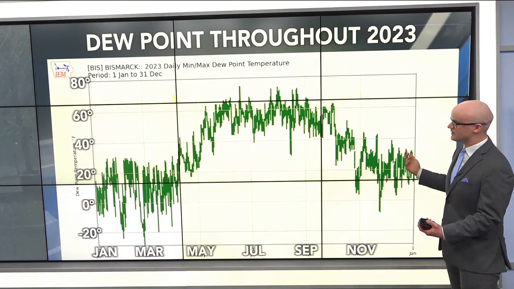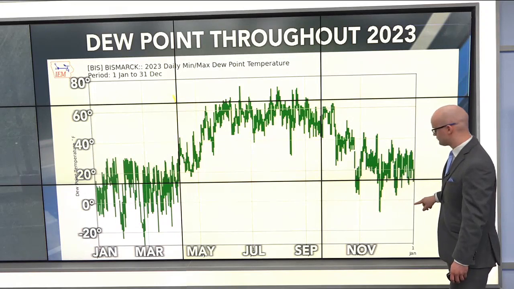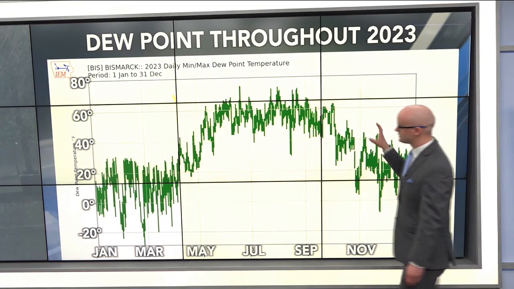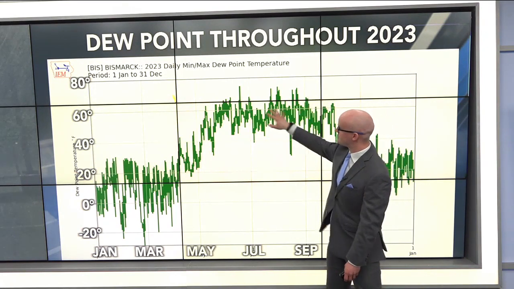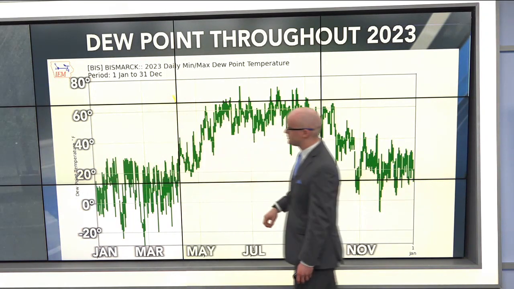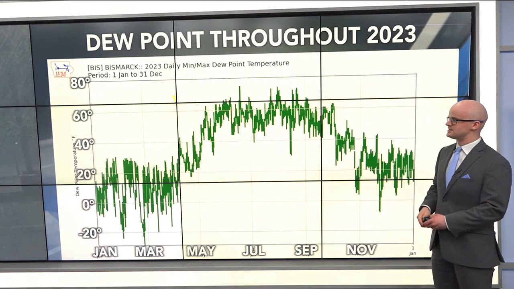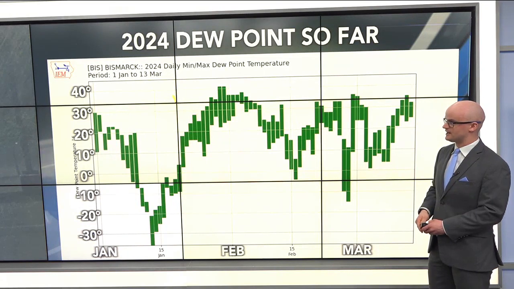Here's the dew point throughout 2023, going from January on the left side of this graph all the way through November and December. And you can see during the summertime here, dew points were in the 40s, 50s, 60s, even some 70-degree dew points, versus in the winter, again, that absolute measure of the amount of moisture, the dew point was in the teens, 20s, even in the sub-zero category for a lot of days.